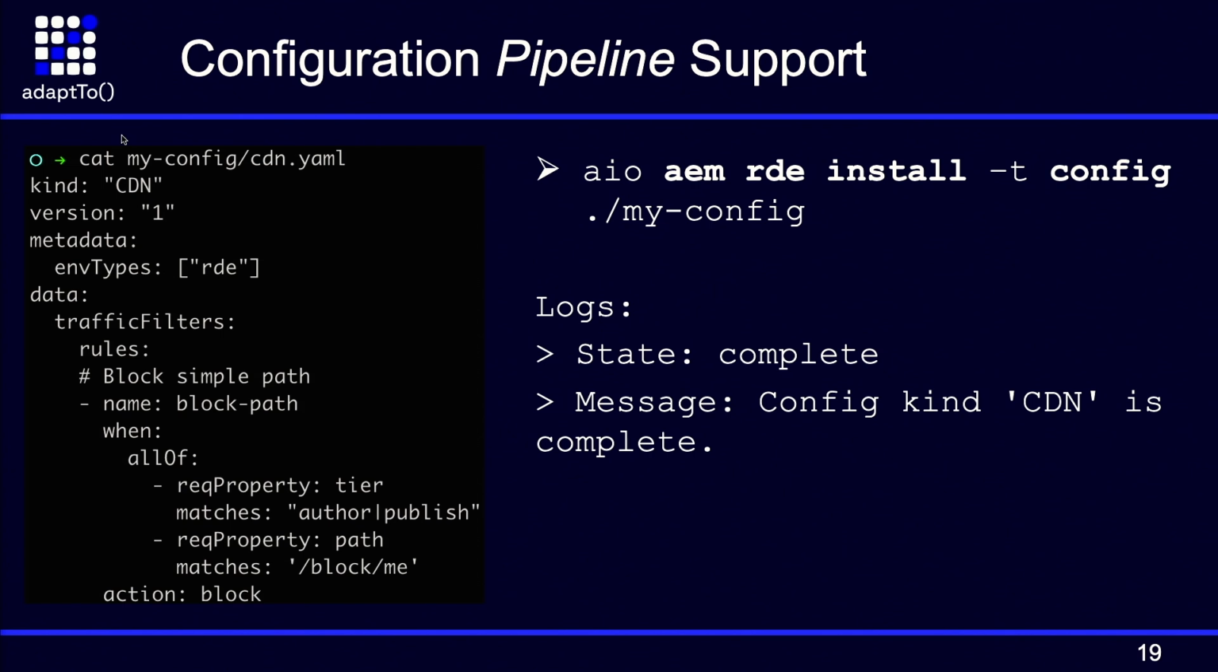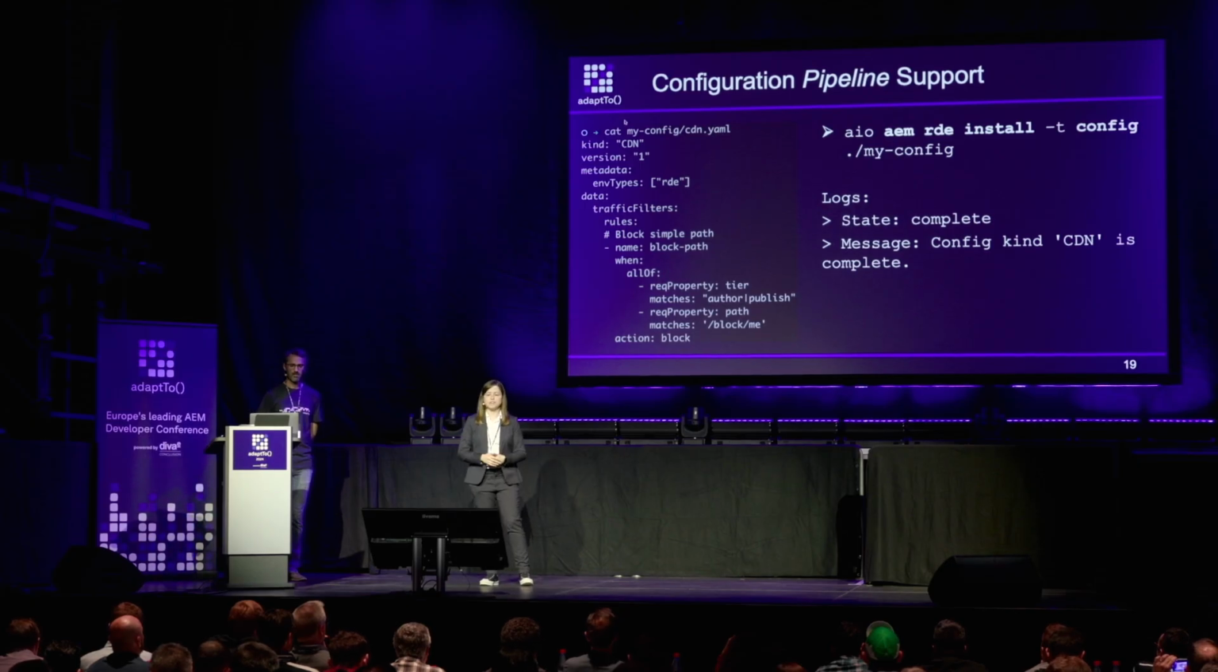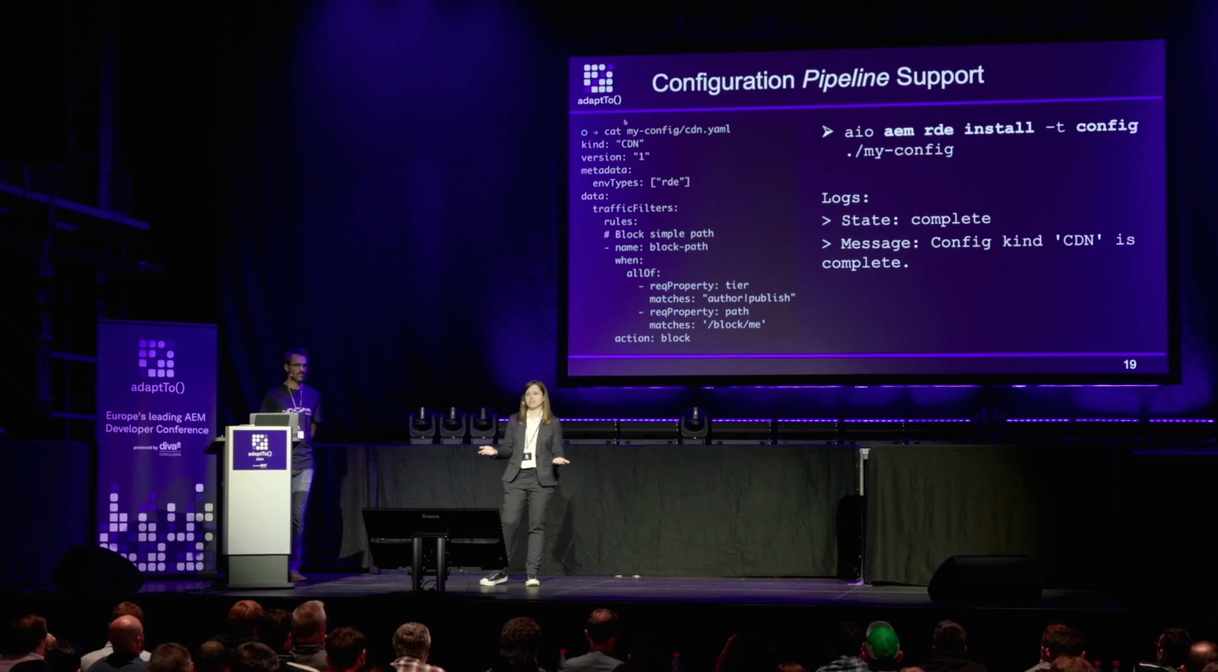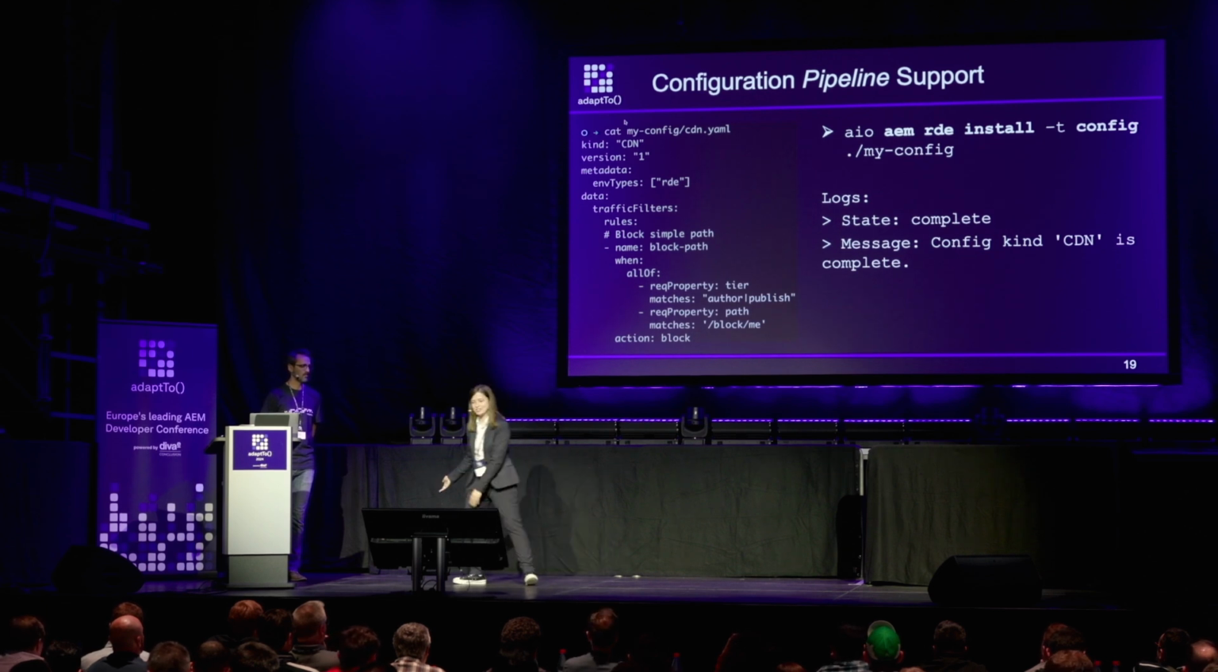You can, for instance, in this example, configure the CDN to block on paths. That is a YAML that you can also deploy to other environments via the pipeline. So on RDE, basically, you just run the aio aem rde install command again, in this case with the type config. And then you point to the folder where the config files are. Super simple.